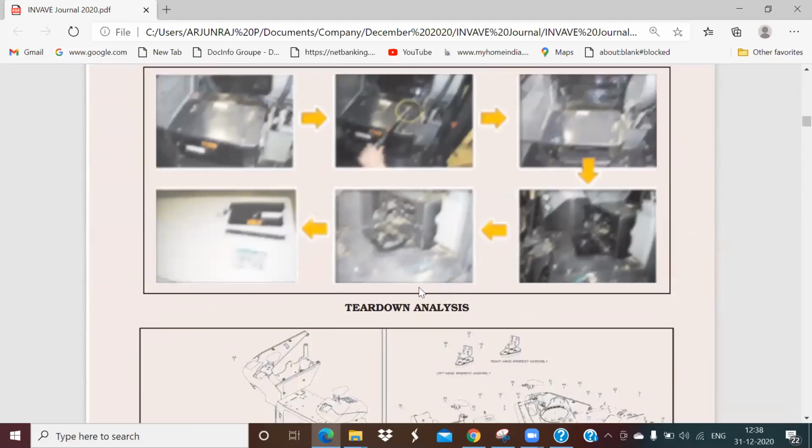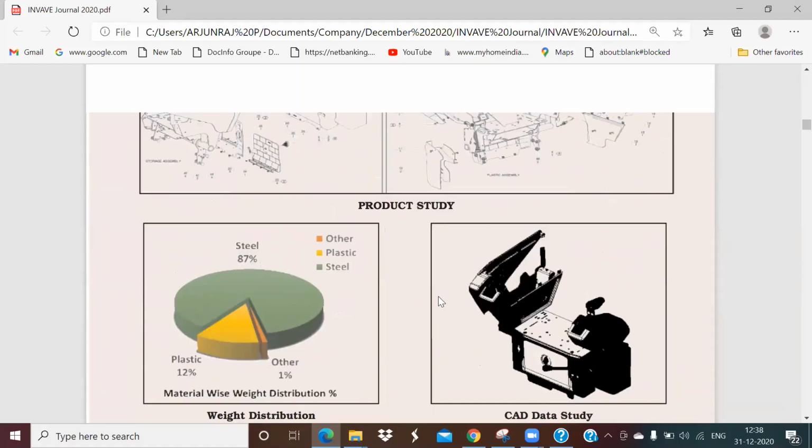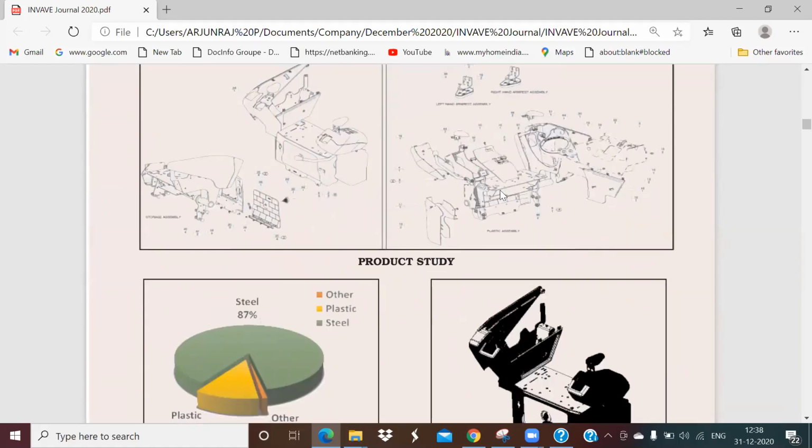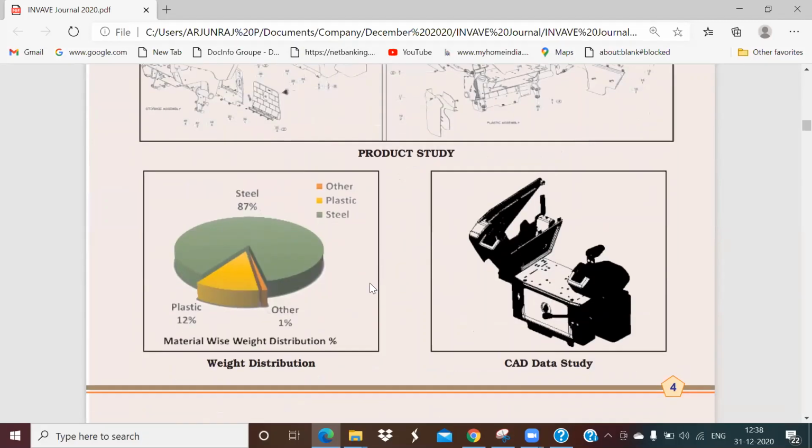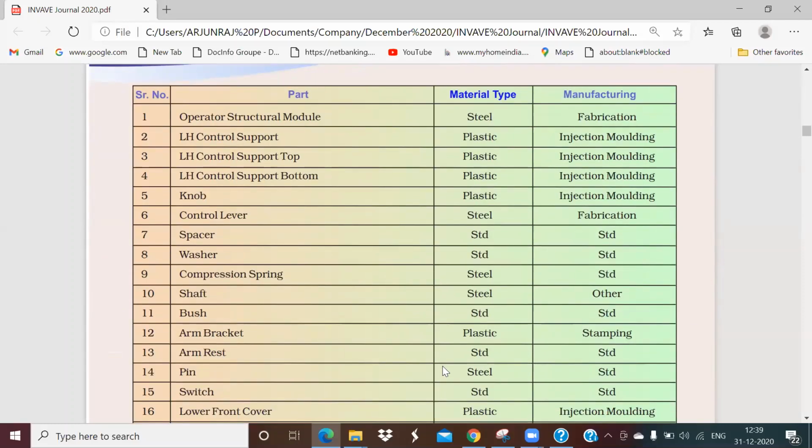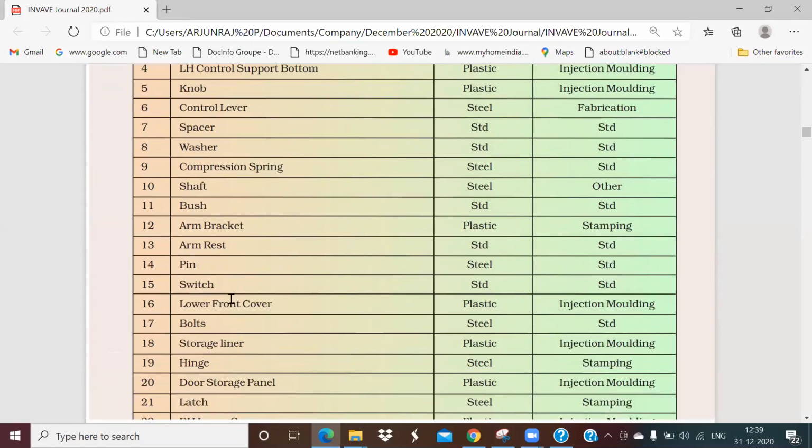They have done the teardown of the excavator. I think they have done the freehand sketch and the other things, like how we normally do. I have shown a video, right? Similarly, they have done. They understood the material-wise and weight-wise distribution for plastic, steel, and other. The maximum weight material is steel: 87% of the component is steel, 12% is plastic, and 1% is remaining. They understood what are the different parts involved in the excavator.